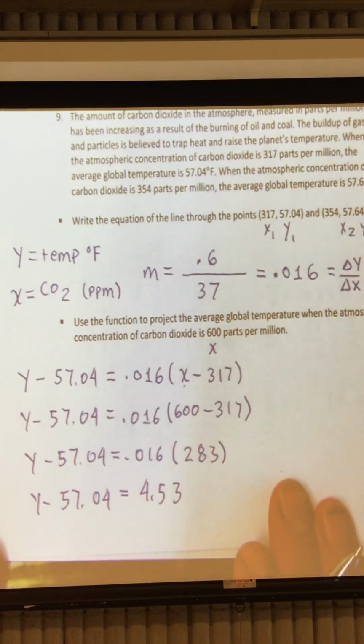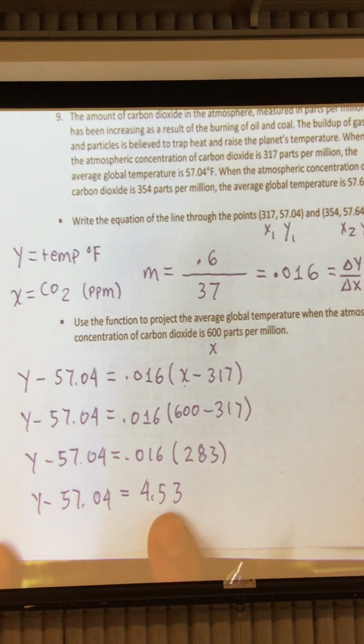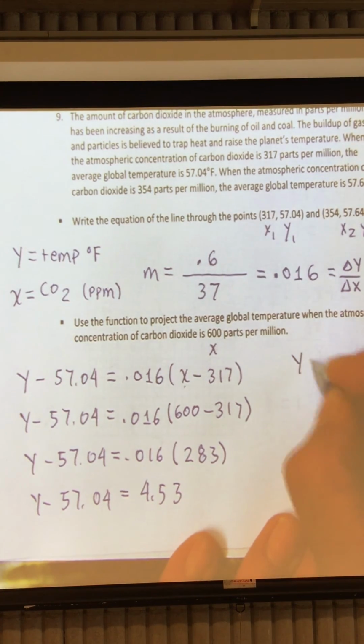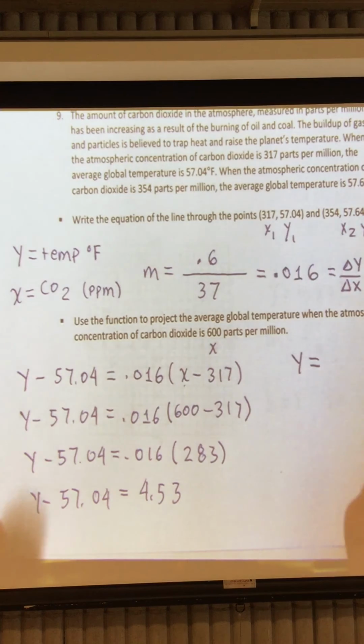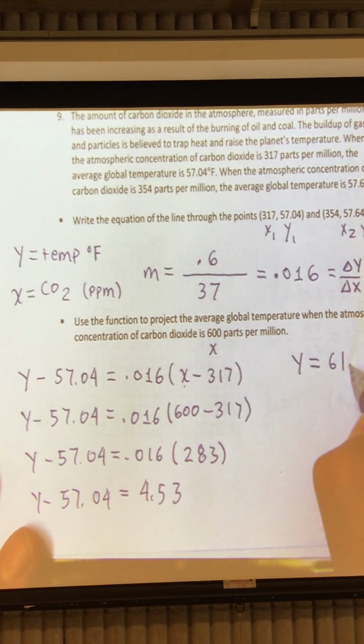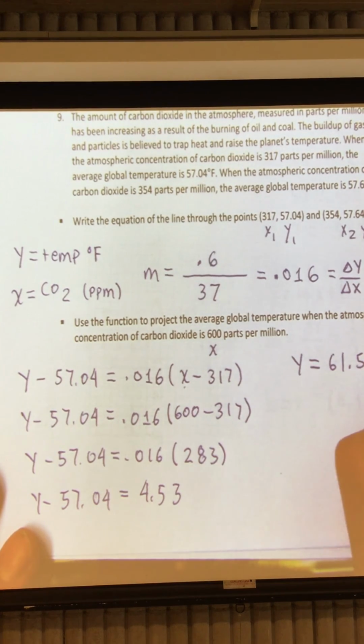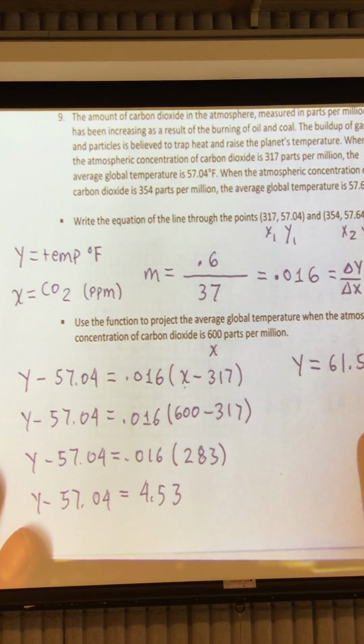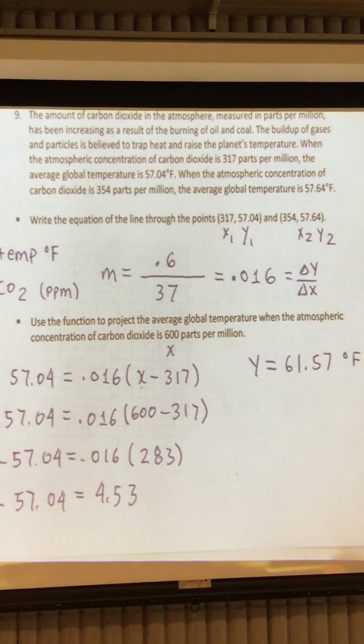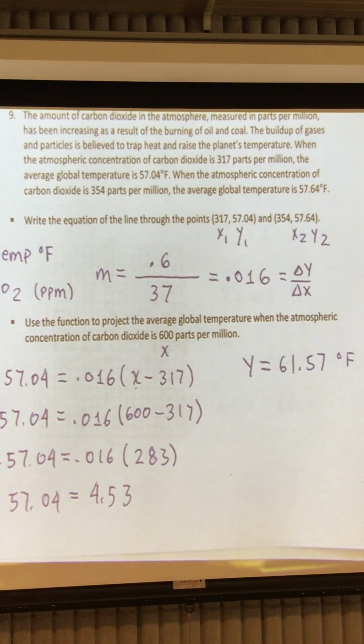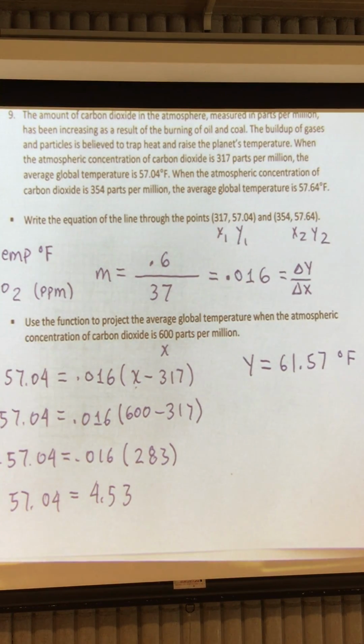And then finally add 57.04 to both sides, and we will have our projected average global temperature. And adding the two together gives us 61.57, and that is the temperature in degrees Fahrenheit. And this concludes section 2.3 exercises.